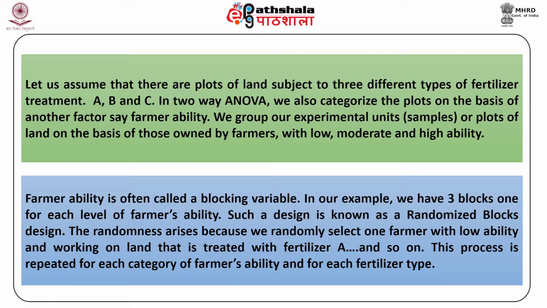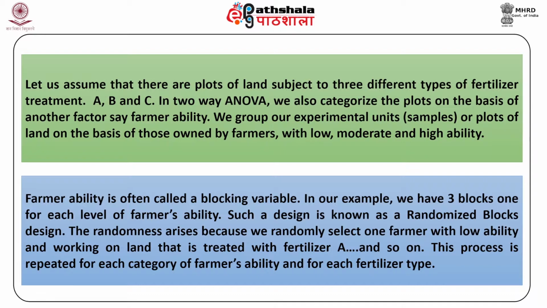In other words, we are not just grouping our samples column wise, which means on the basis of treatments or group wise, but also row wise, which has levels of farmers' ability. Such a classification will not only help us study whether application of different types of fertilizers has any impact on average crop yield, like in our previous one-way ANOVA, but also whether farmers' ability influences crop productivity or not. Farmer ability is often called a blocking variable. In our example, we have 3 blocks, one for each level of farmer's ability. Such a design is known as a randomized blocks design.